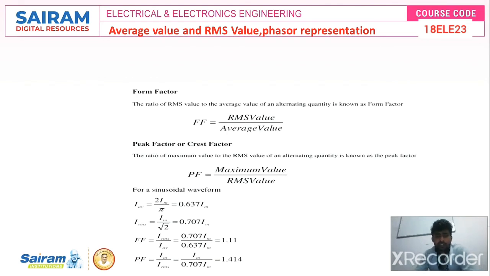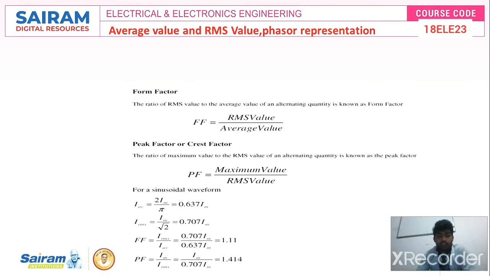Next, form factor. It's the ratio of RMS value to the average value. RMS value, if you consider Im by root 2, and average value 2 Im by pi, just substitute the values in that equation, you'll get the answer as 1.11, right?